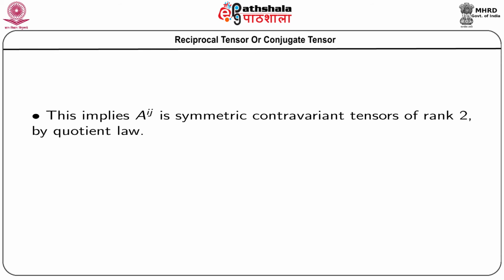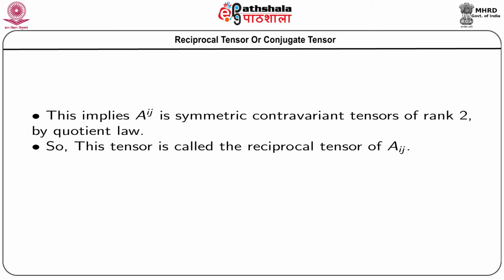This implies that A upper ij is also a symmetric contravariant tensor of rank 2 by using the quotient law, because the A lower ij are the covariant tensor of rank 2. So, by the quotient law we can say that A upper ij is the symmetric contravariant tensor of rank 2. So, this A upper ij is called the reciprocal tensor of A lower ij.